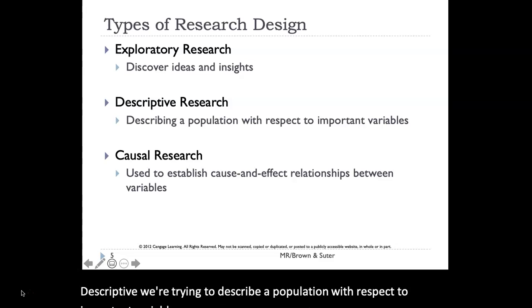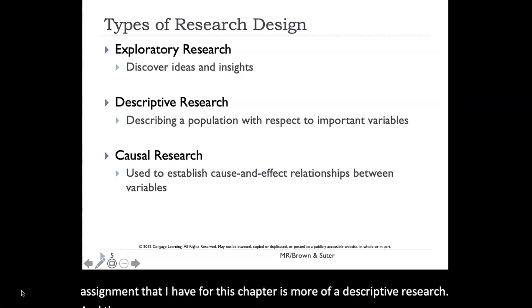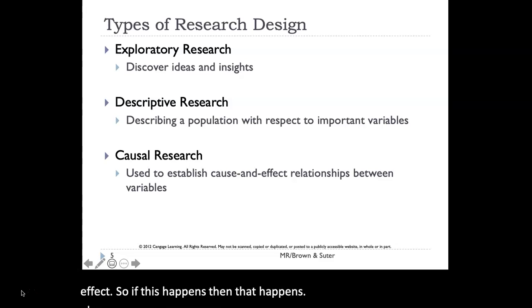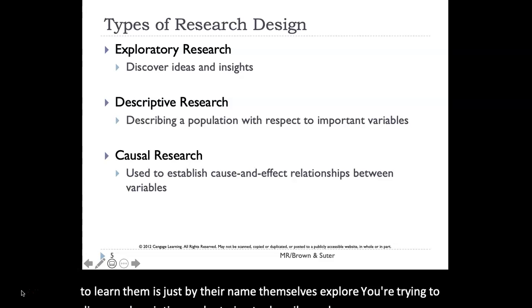In fact, the very brief, short, simple assignment that I have for this chapter is more of a descriptive research. And then there's causal research, which is used to establish cause and effect. So if this happens, then that happens. These are the three types of research design. But I think the easiest way to learn them is just by their names themselves. Explore, you're trying to discover. Descriptive, you're trying to describe. And causal, cause and effect.